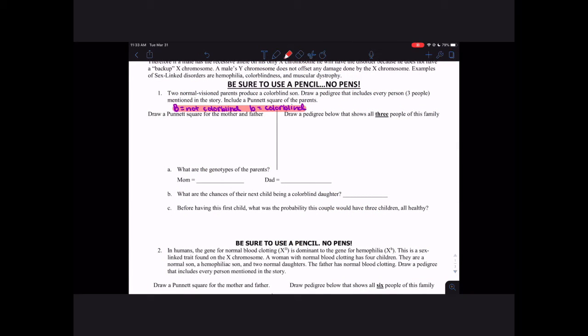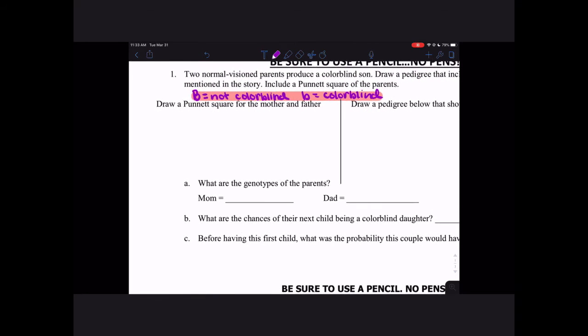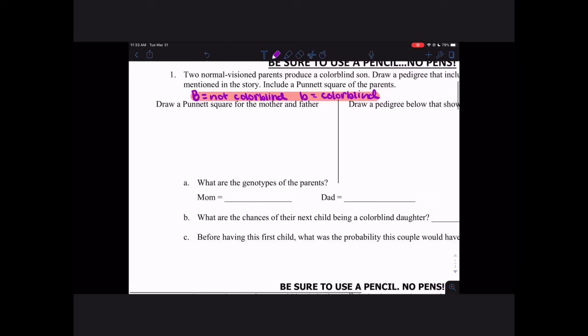Two normal vision parents produce a colorblind son. Draw a pedigree that includes every person, 3 people, mentioned in the story. Include a Punnett square of the parents.